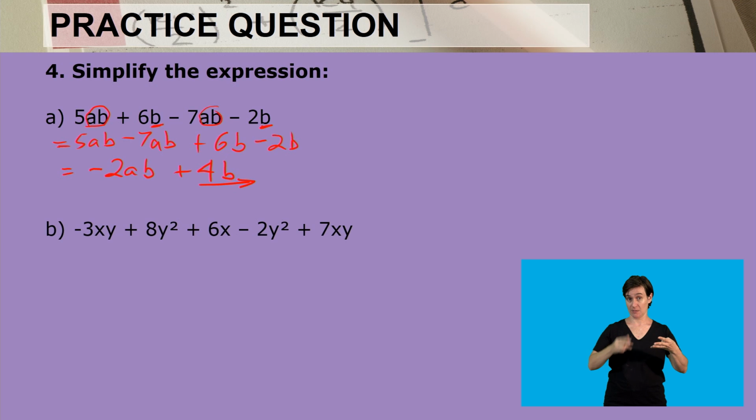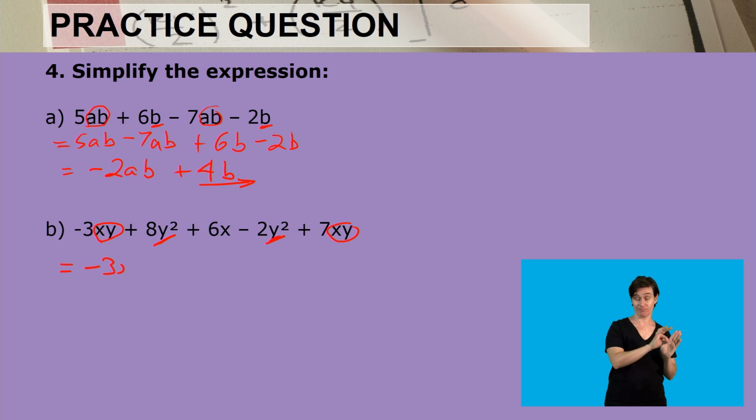Let's look at the next one. It's negative 3xy plus 8y squared plus 6x minus 2y squared plus 7xy. The xy and xy are like terms. Y squared and y squared are also like terms.